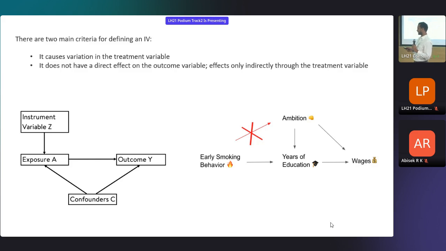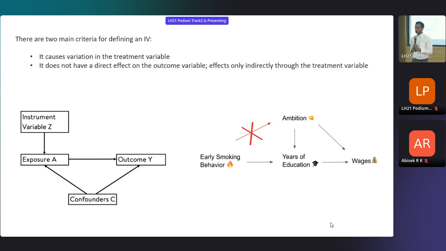For example, if you want to study the effect of years of education on wages, ambition could be a confounder, since education is not necessarily always the factor for earning higher or lower wages. So there could be some instrument variable which we can use in its place to study the effect of years of education, because it is confounded by ambition. This is one of the methods, and sometimes it's not possible to find an instrument, and they may not even exist in some cases.